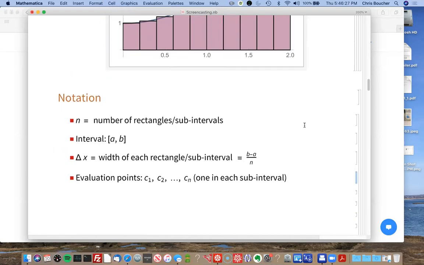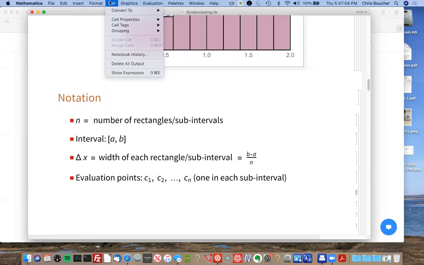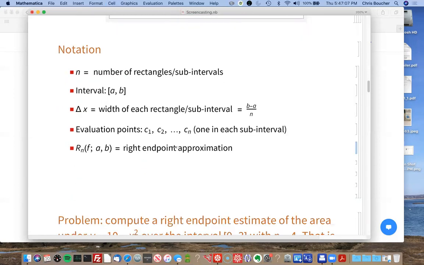We need a way to keep track of where we're drawing rectangle tops. And we know we can use right endpoints or left endpoints, or really any point in between. We'll call the point we'll use the letter C. So C1 is the point in the first subinterval, C2 in the second subinterval, C3, C4, all the way up to Cn. One point in each subinterval, and it could in theory be any point in the interval, right? So C1 might be the right endpoint of the interval, C2 might be the left endpoint of the interval. In practice, they'll be determined in a very systematic way, but we'll let our notation reflect some generality.